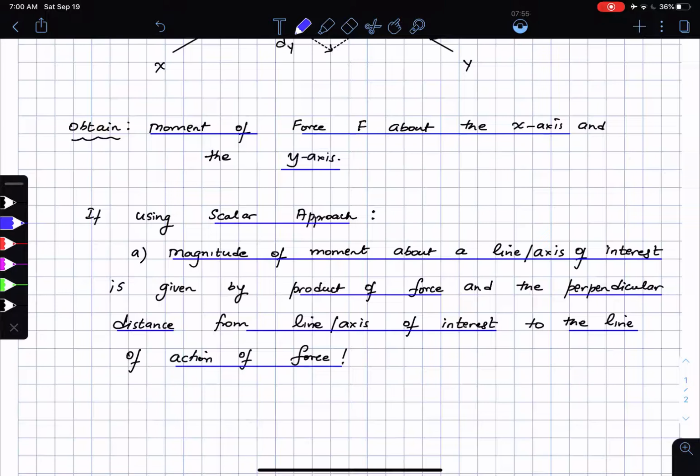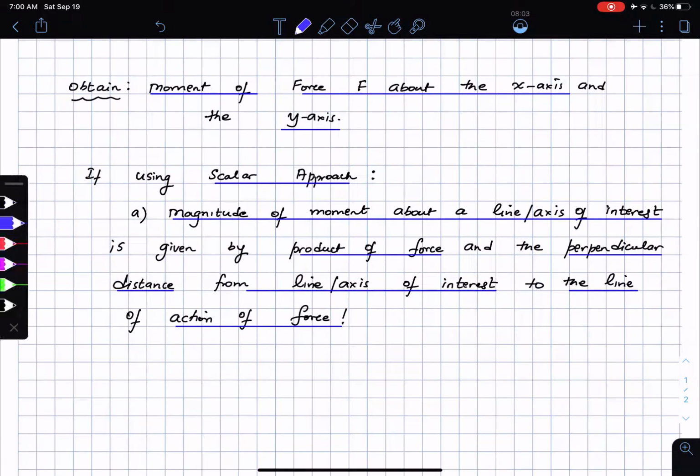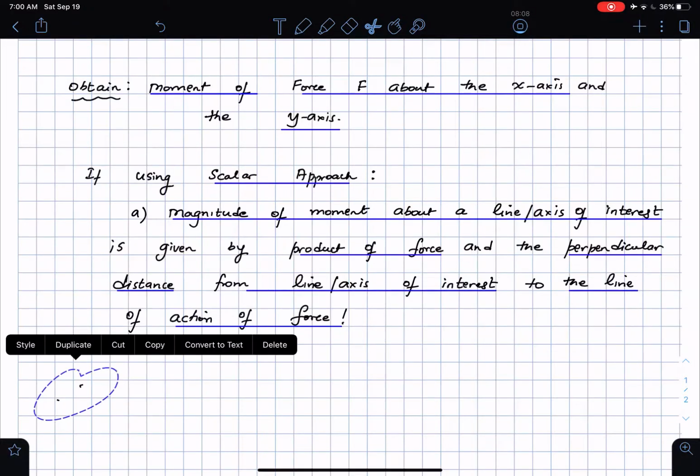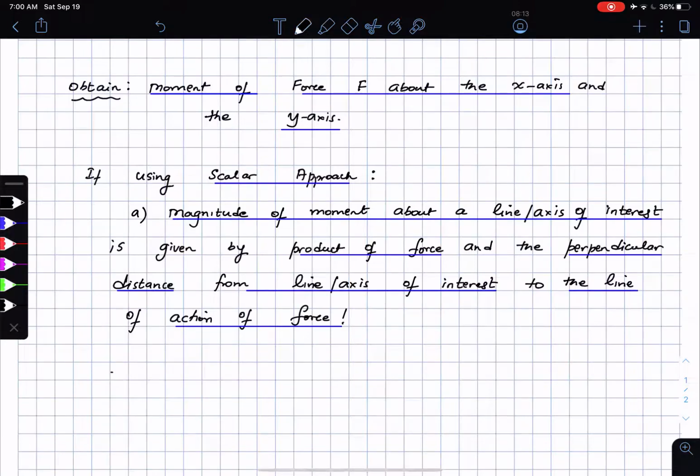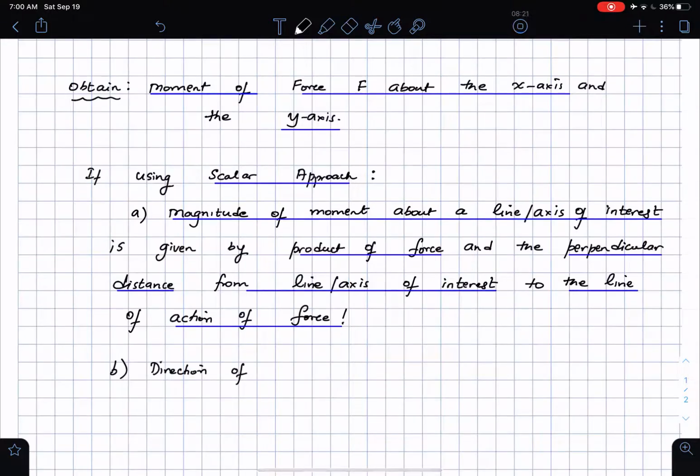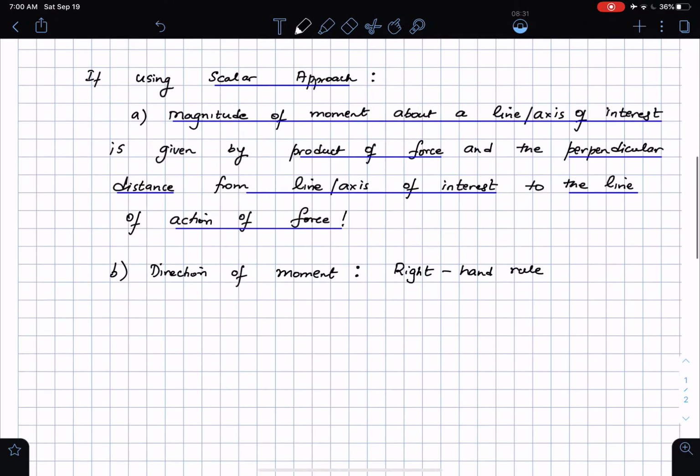This is exactly what you have done when you did moments about an axis, so there is not much of a difference here. And the direction is of course going to be given by the right hand rule. So the direction of the moment is given by the right hand rule. And what is the right hand rule here typically?